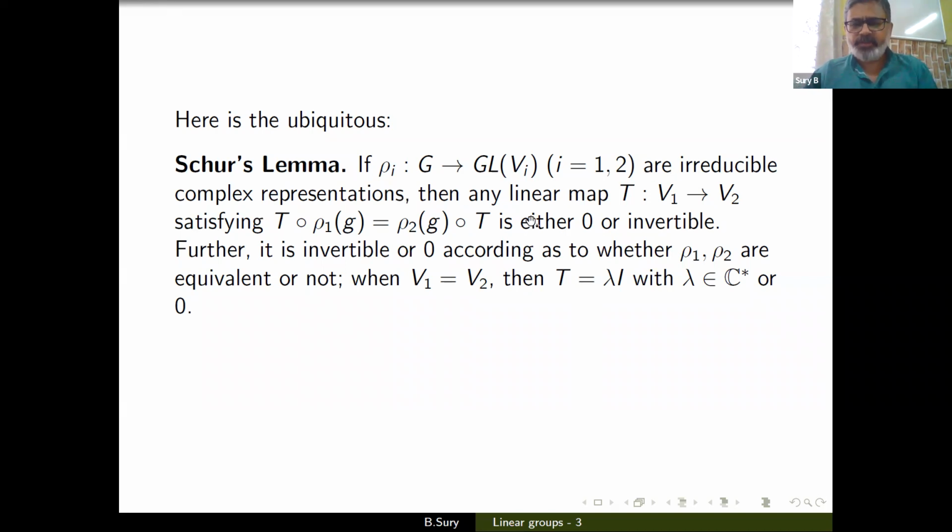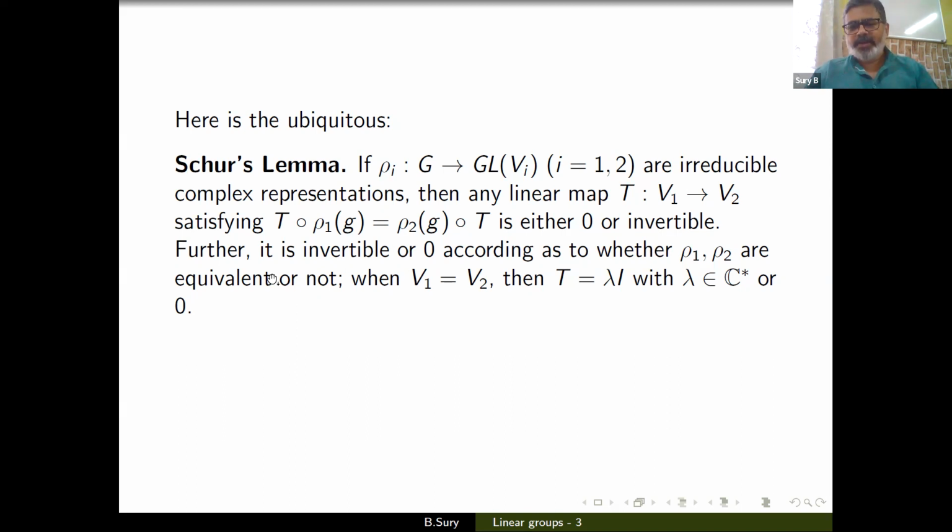But in any case, Schur's lemma in the traditional way is this: take a group and two irreducible complex representations. Suppose you have a linear map between V1 and V2 which respects the G action, where G acts on V1 by rho 1 of g and on V2 by rho 2 of g. Are there such linear maps? Of course, the zero map is always there, it is always invariant, so that's not a problem. Schur's lemma says that once both V1 and V2 are irreducible, the only way such a map can occur is if it is either the zero map or invertible.